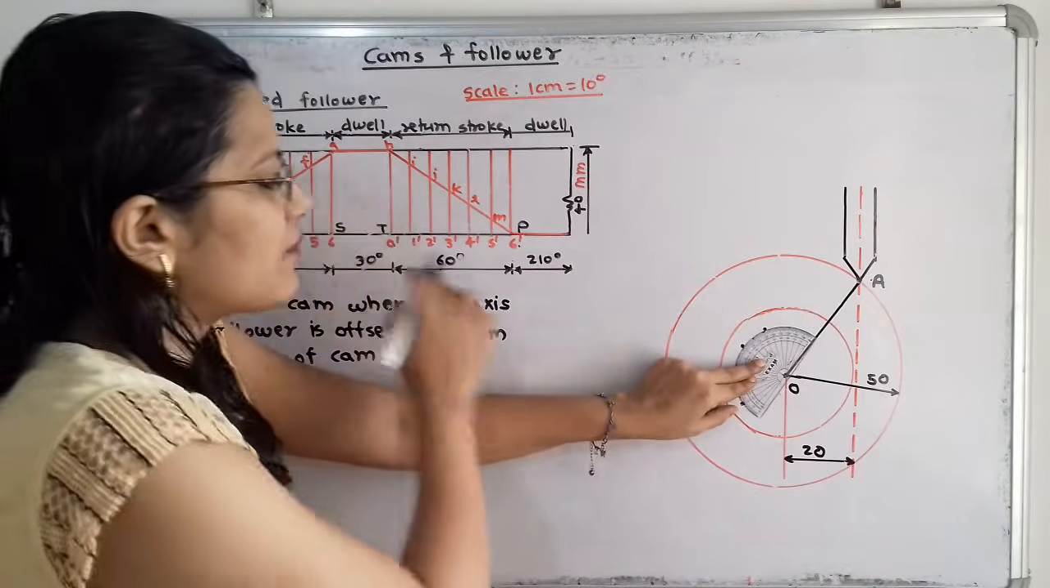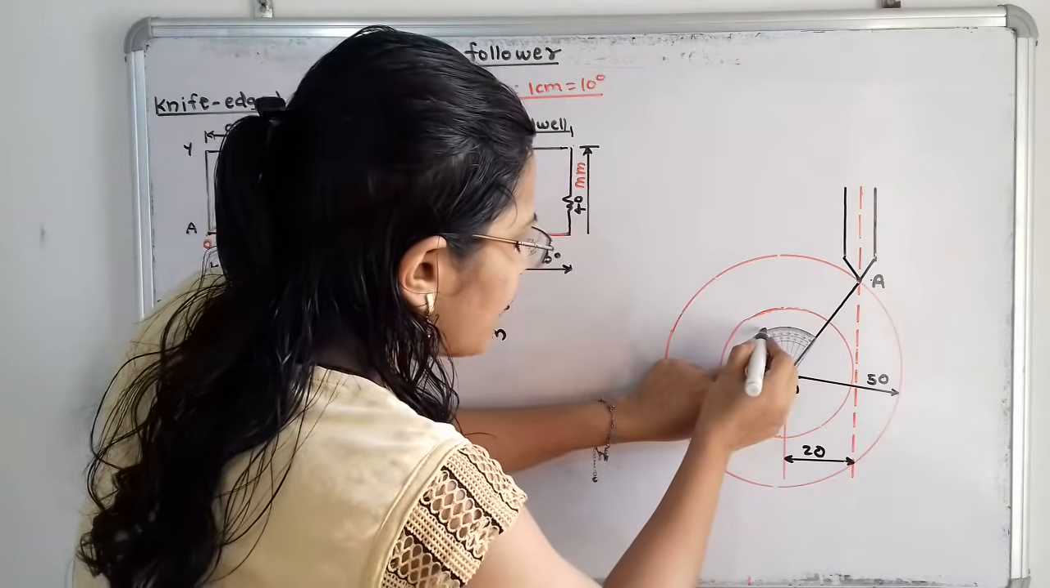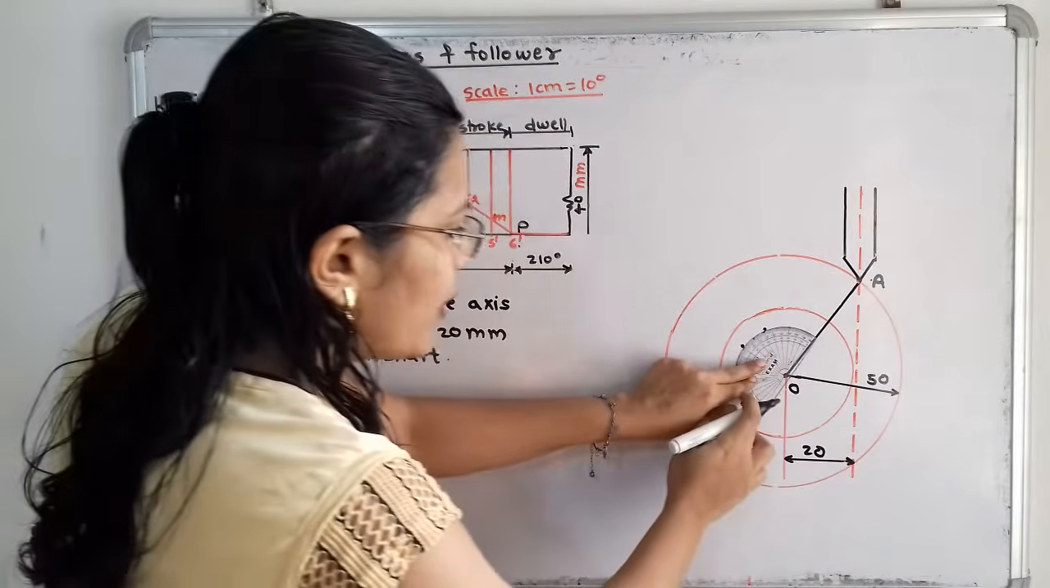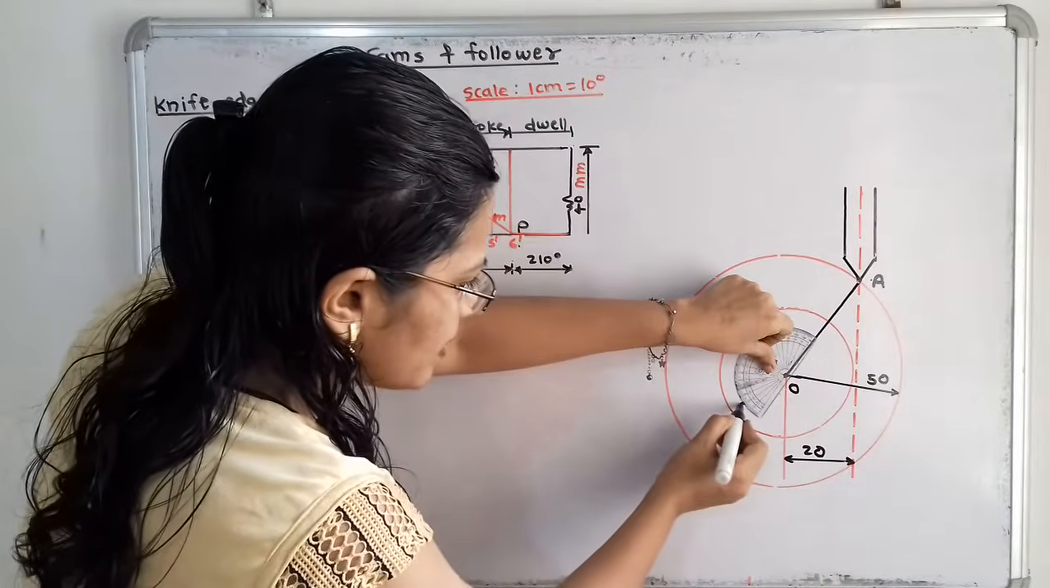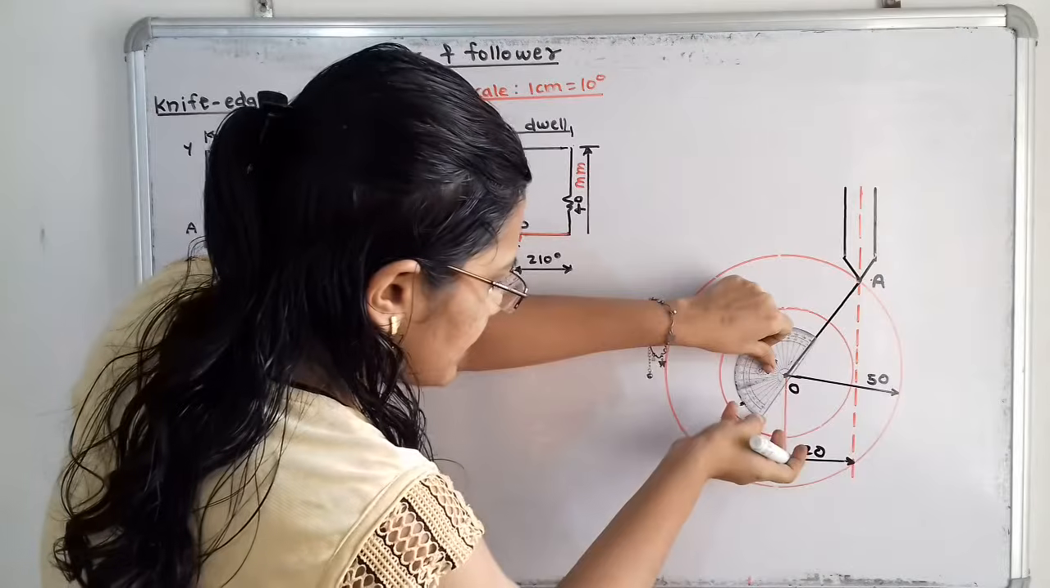And then there is the dwell period for 30 degree. So again for the next 30 degree mark one point. And then again there is the return stroke for 60 degree. So mark one point at 60 degree.